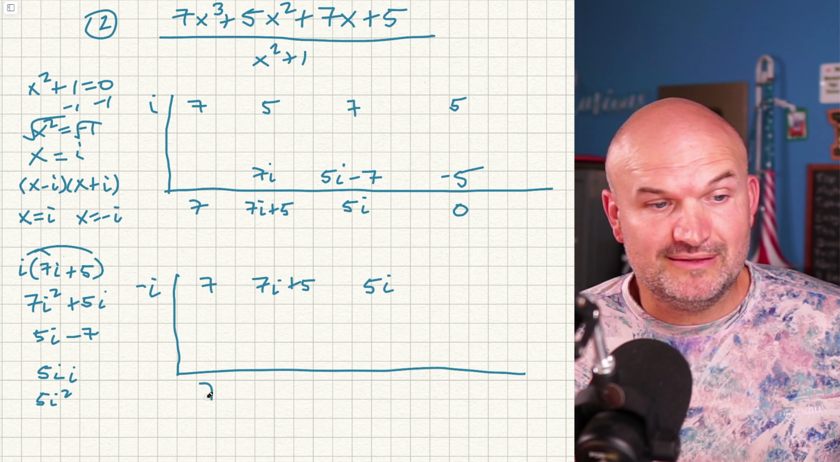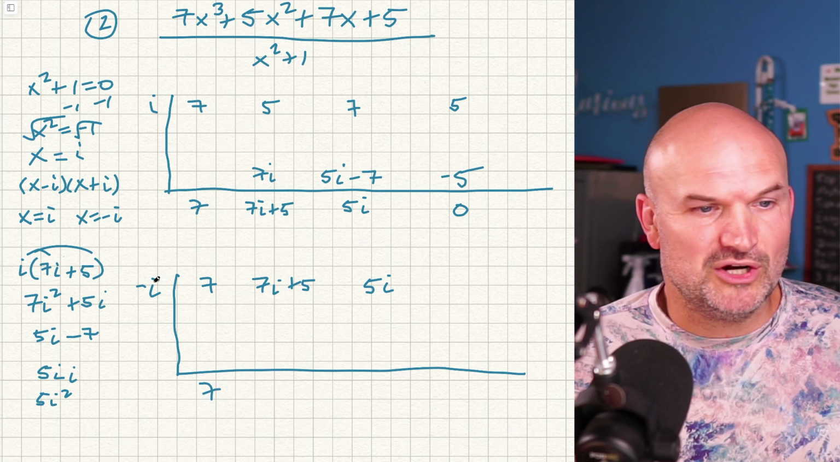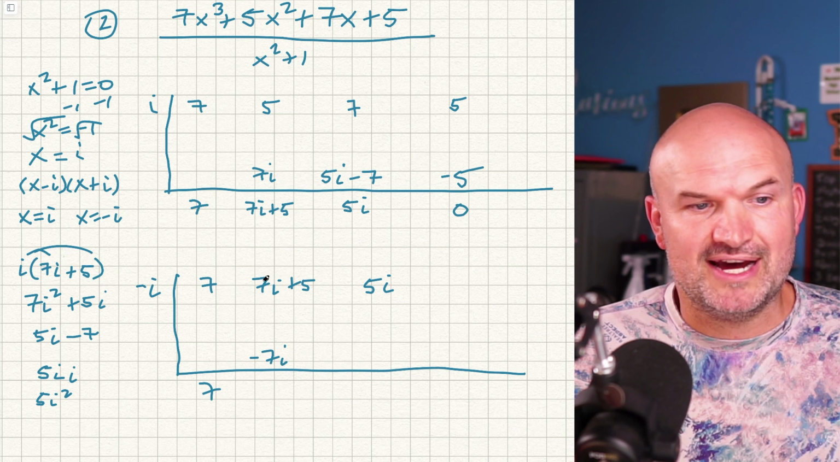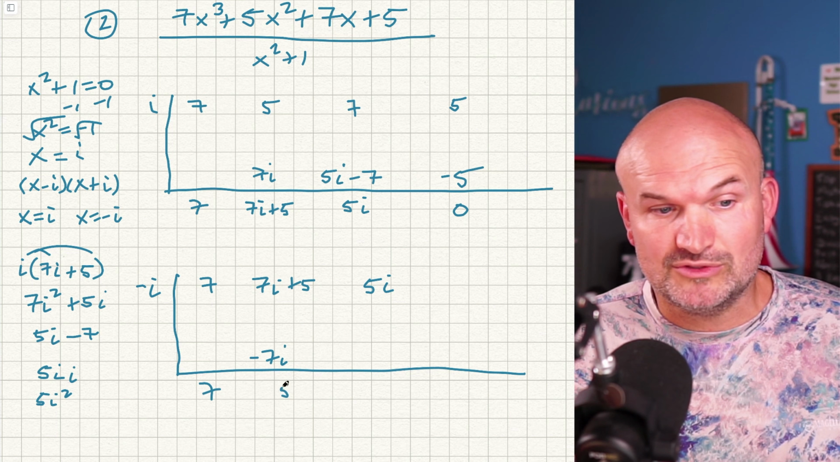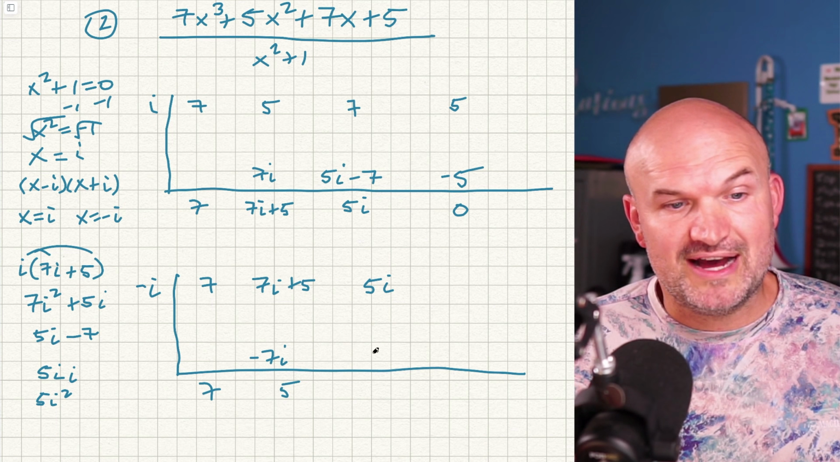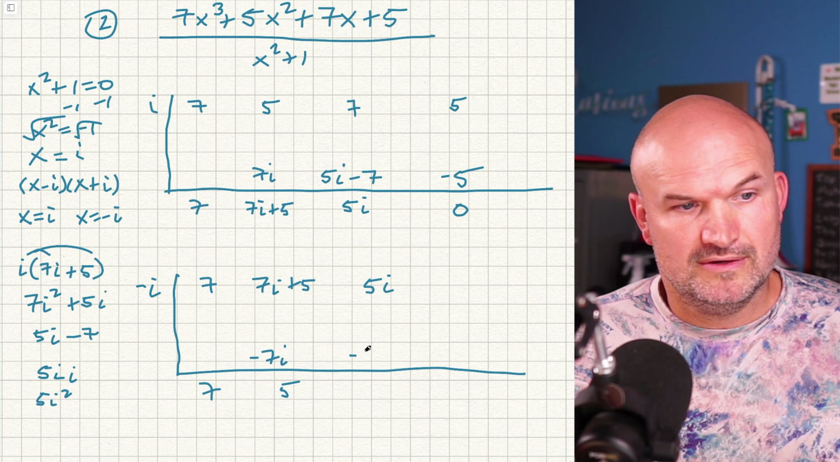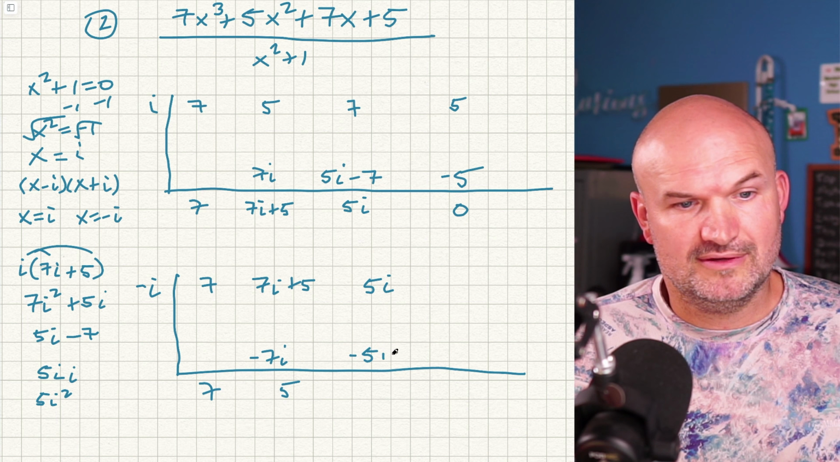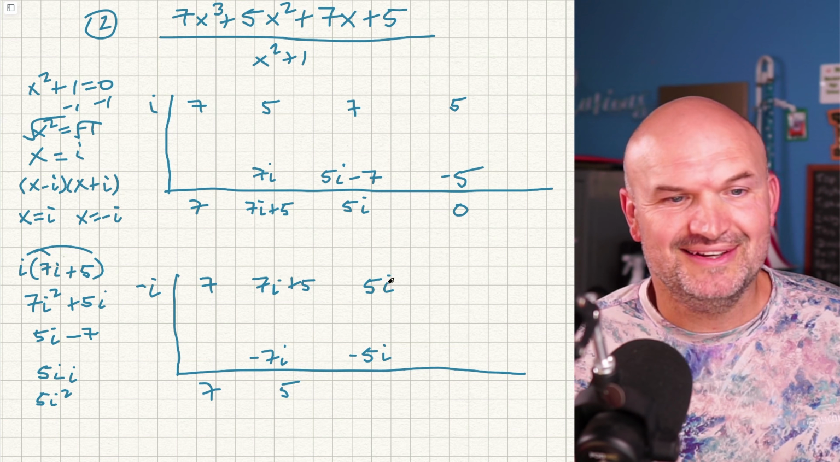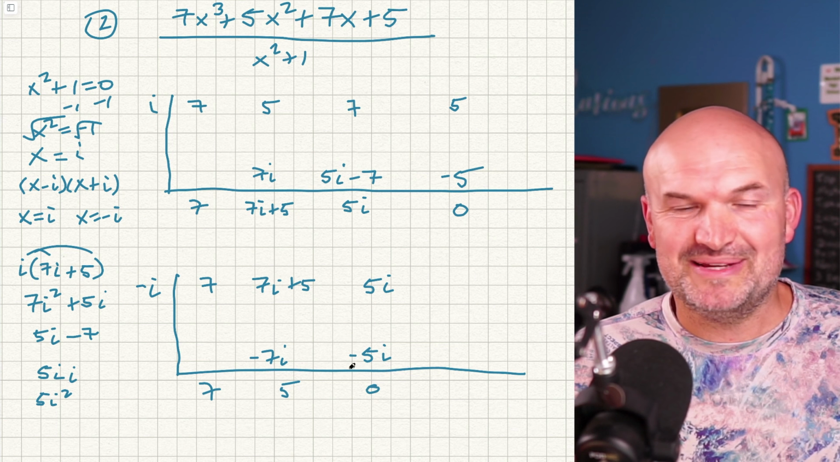So again, freebie, we love freebies. Bring that first one down. Multiply on the diagonal, -7i. 7i plus -7i is equal to a 5. 5 times -5i is going to be a negative 5i. And 5i times -5i is going to be a 0.